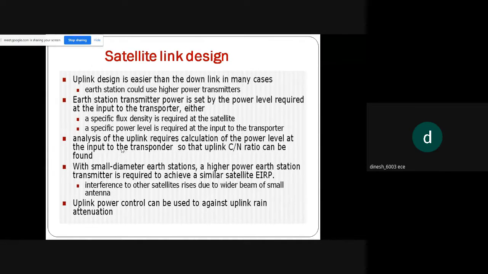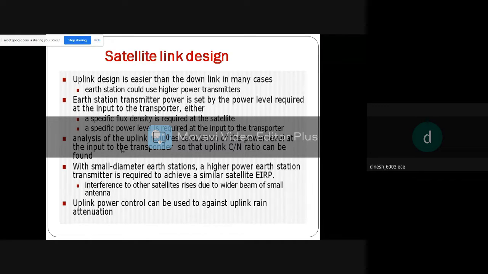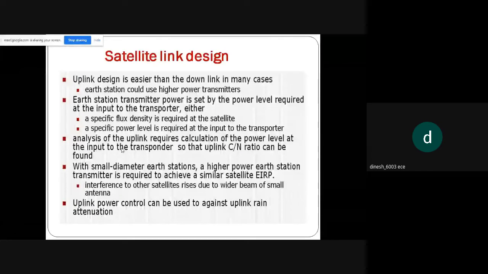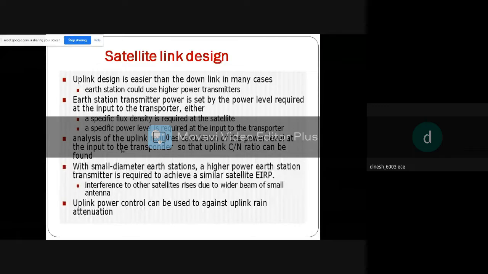If necessary, the Earth station will use high power transmitters. So the Earth station transmitter power is set by the power level required at the input of the transponder, either using a specific flux density that is required at the satellite, or a specific power level that is required at the input to the transponder.